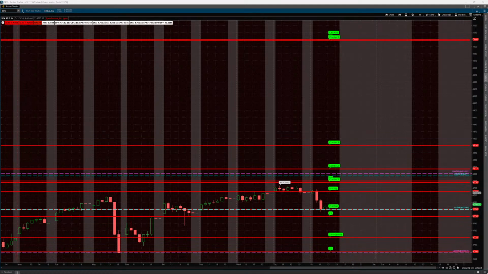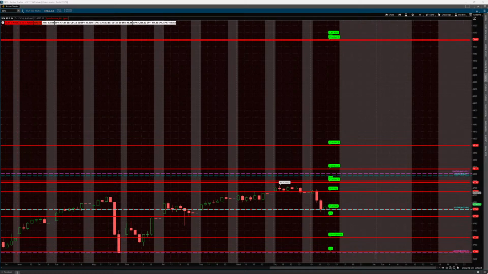All right, the dark red lines are showing Spotgamma levels. These are proprietary Spotgamma levels provided to Spotgamma subscribers, shown on a variety of trading platforms. This is the SPX in Thinkorswim, and I'm going to point out the key daily levels.